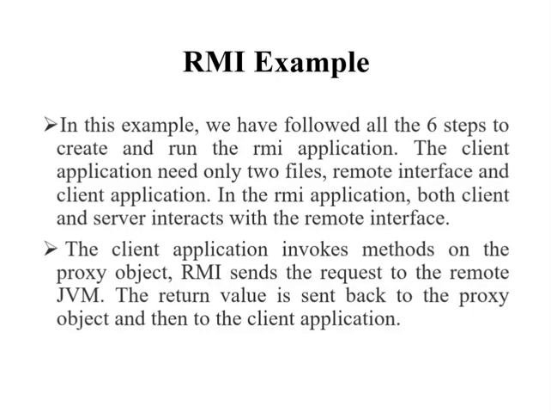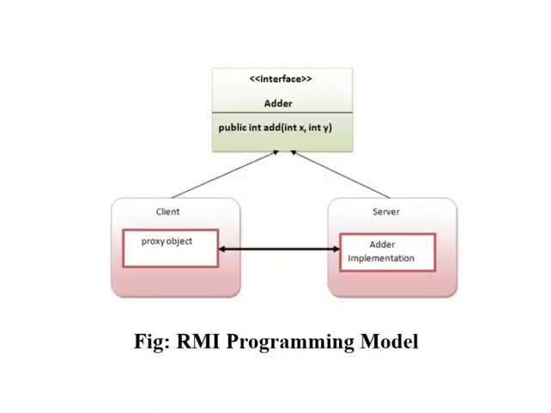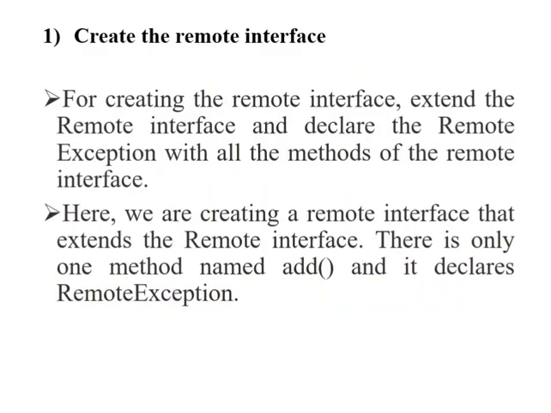Then second step is provide the implementation of remote interface. Now we provide the implementation of the remote interface. For providing the implementation of the remote interface, we need to either extend the UnicastRemoteObject class or use the exportObject method of the UnicastRemoteObject class. In case you extend the UnicastRemoteObject class, you must define the constructor that declares the remote exception.